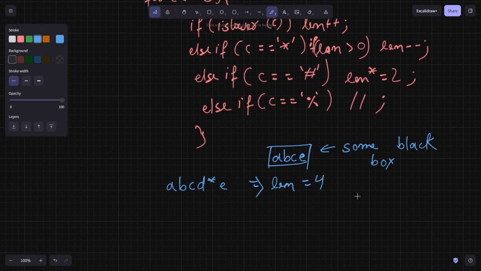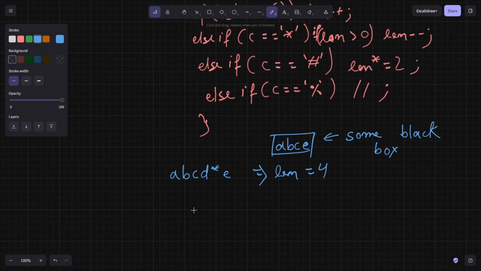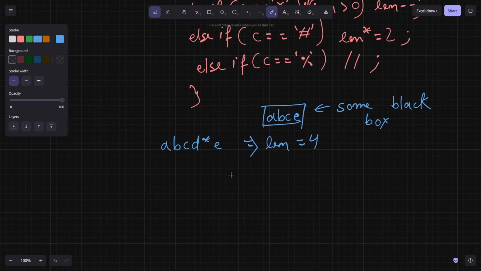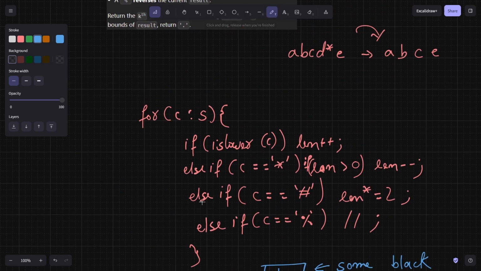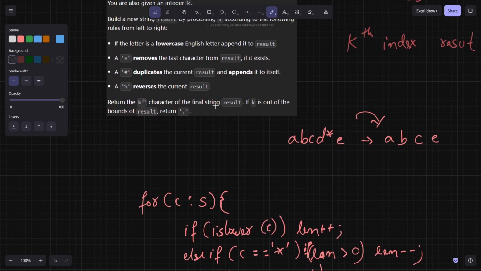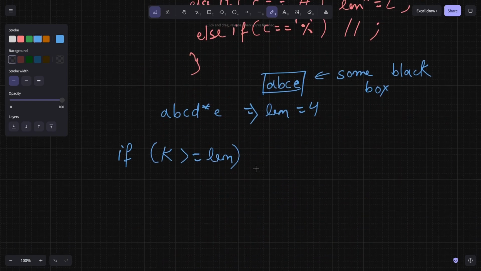So what we are going to do is first of all check if k is greater than the length. If k is greater than the length, if k is out of bound, we are simply going to return the dot. If k is somewhere around 6, the sixth index does not exist.